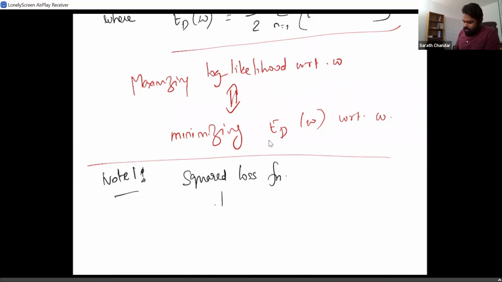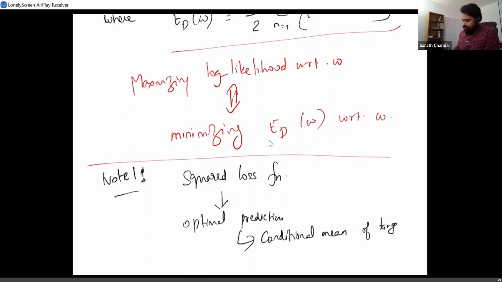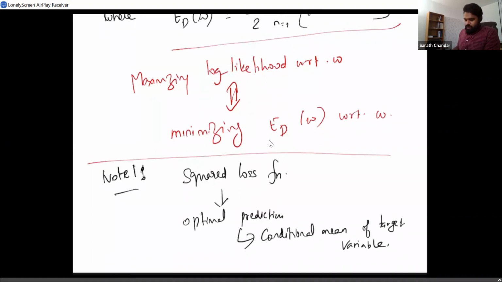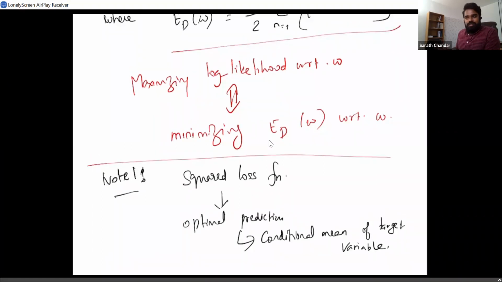So when you have a squared loss function, the optimal prediction is given by the conditional mean of the target variable. Now if we use the Gaussian noise assumption, that basically means that the probability of t given x is Gaussian. Now we know that a Gaussian distribution is a unimodal distribution.